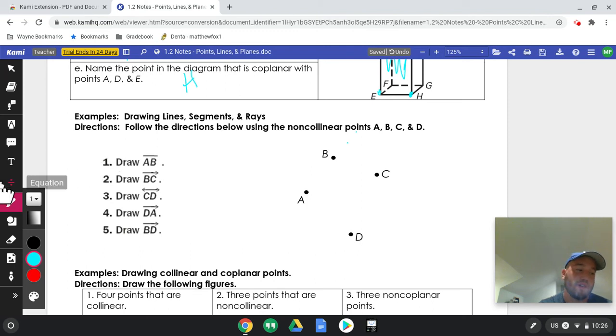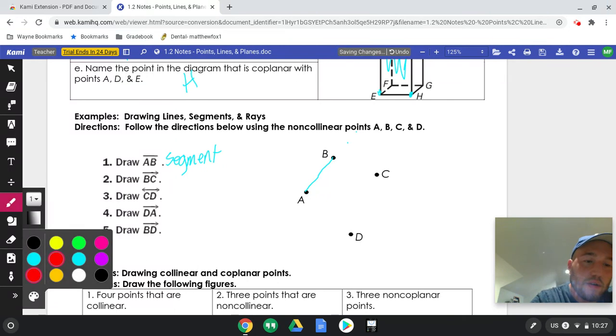Now we look here, and the first thing I want us to do is identify on number 1, is this a segment, a line, or a ray? So we check here, and there's no arrows, which means it's going to be a segment. Okay, so now we need to draw it from A to B. It does not continue. A to B, and we're done.